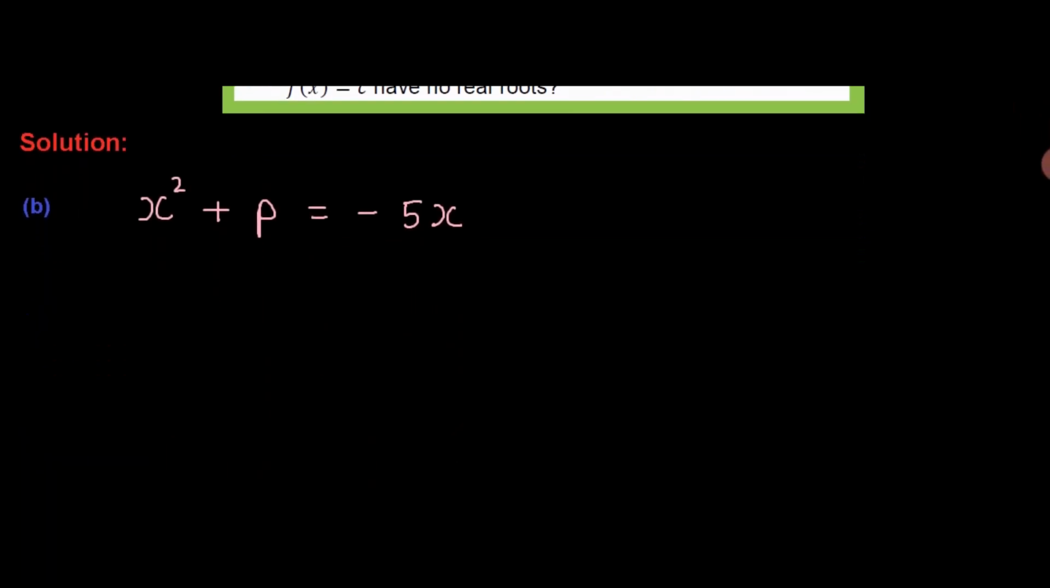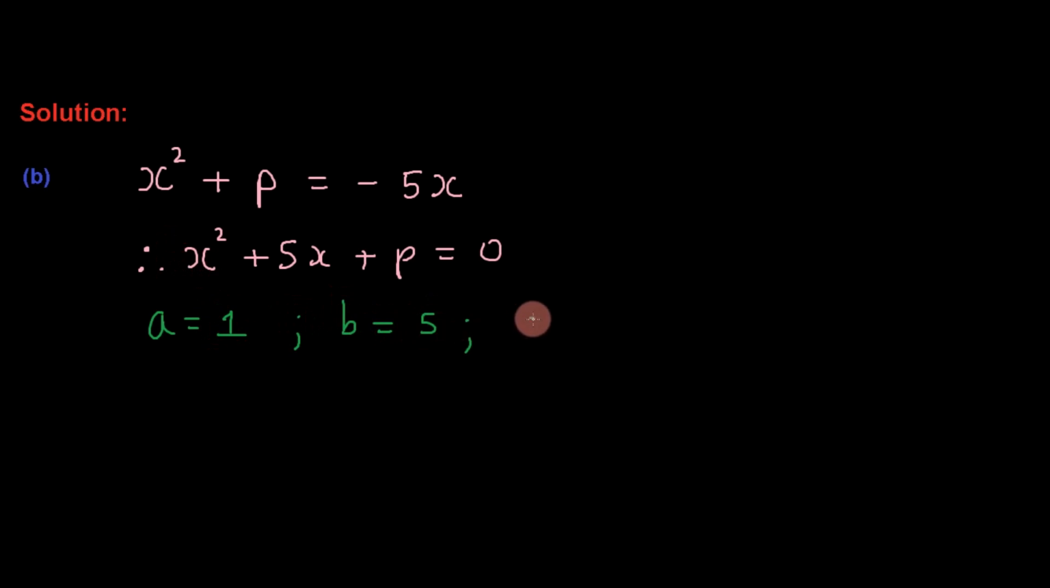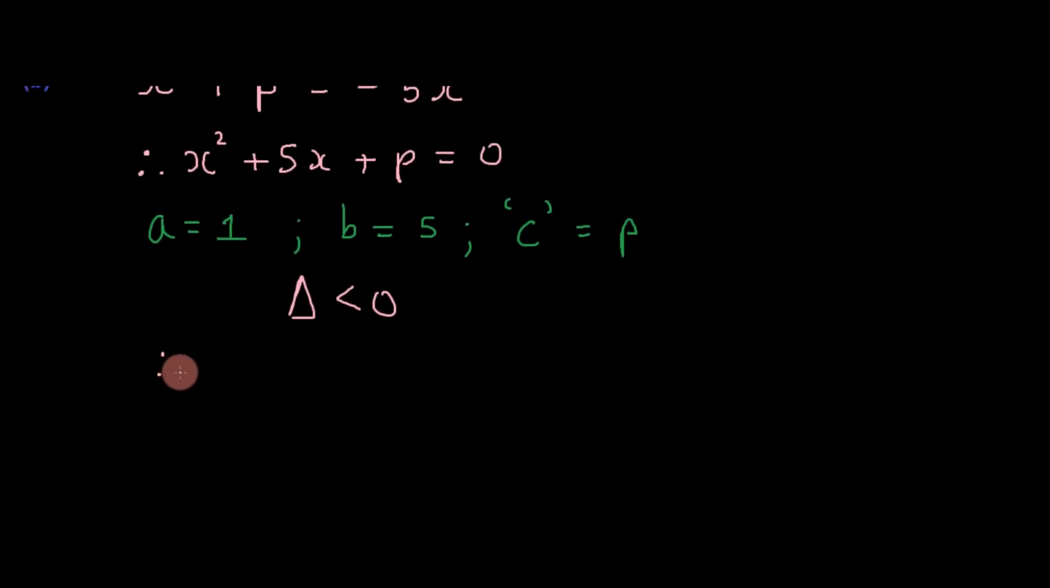We're going to bring the negative 5x to the left-hand side. So x squared plus 5x plus p is 0. Now we can write down the values of a, b, and c. So a is 1, the x squared coefficient. b is equal to 5. And c, the constant, is equal to p. Once again, delta will be less than 0. In other words, b squared minus 4ac is less than 0.